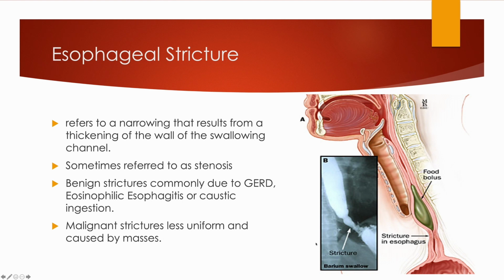You can also get it from eosinophilic esophagitis or caustic ingestions, like let's say you tried to commit suicide by drinking bleach or things like that. You can have problems with strictures because of that. Other causes of strictures are cancers. They cause stricturing or narrowing, but it's usually less uniform.